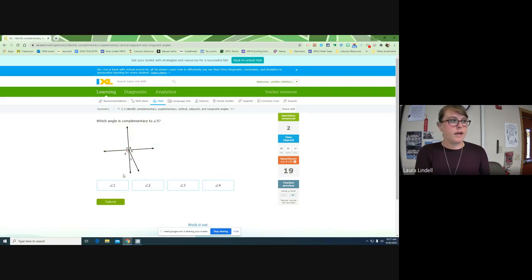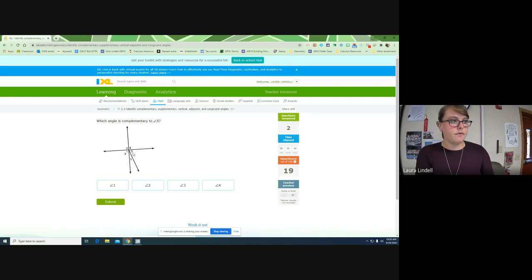All right, now we've got complementary. We're switching up the vocab word. Which angle is complementary to angle 5? All right, so here's angle 5. And an important thing to know when you've got a group of angles like this, if one of those angles is 90 degrees, like this one, angle 2, that means that angle 3 and angle 4 together are also 90 degrees, and that together, these two angles are 90.